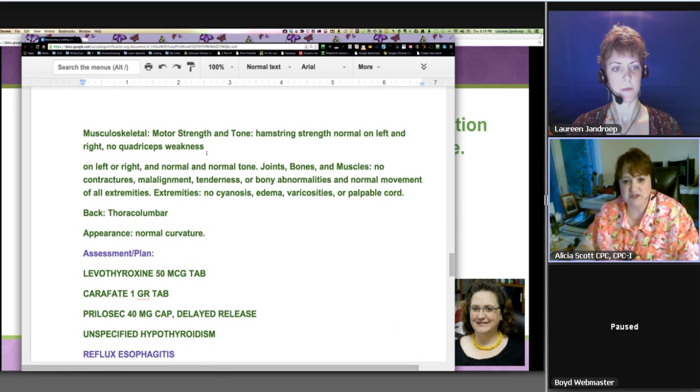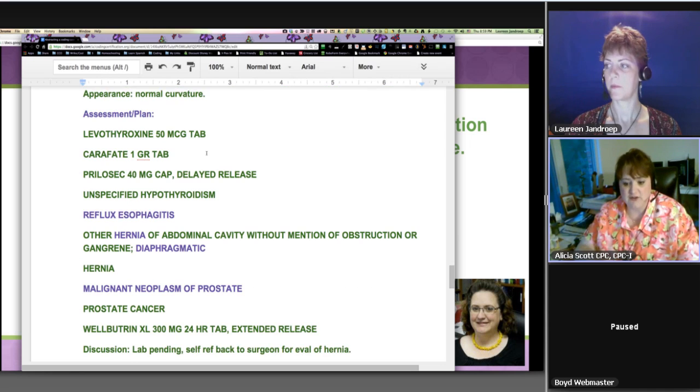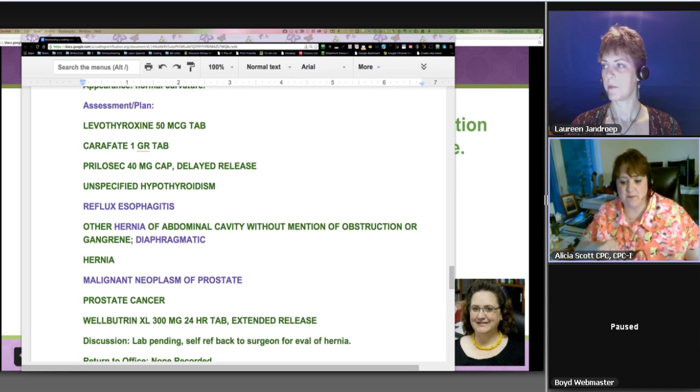And when you're going through this, you might circle it or highlight it yourself. So the assessment in the plan is going to be very important because this tells me exactly what the doctor is treating, what he's doing. So again, those medications: levothyroxine, Carafate, and the Prilosec.